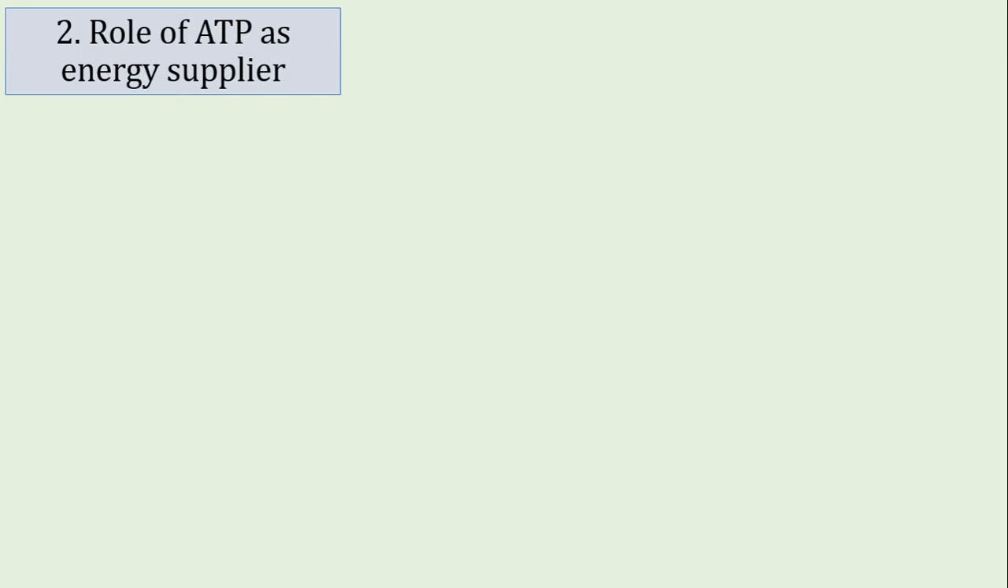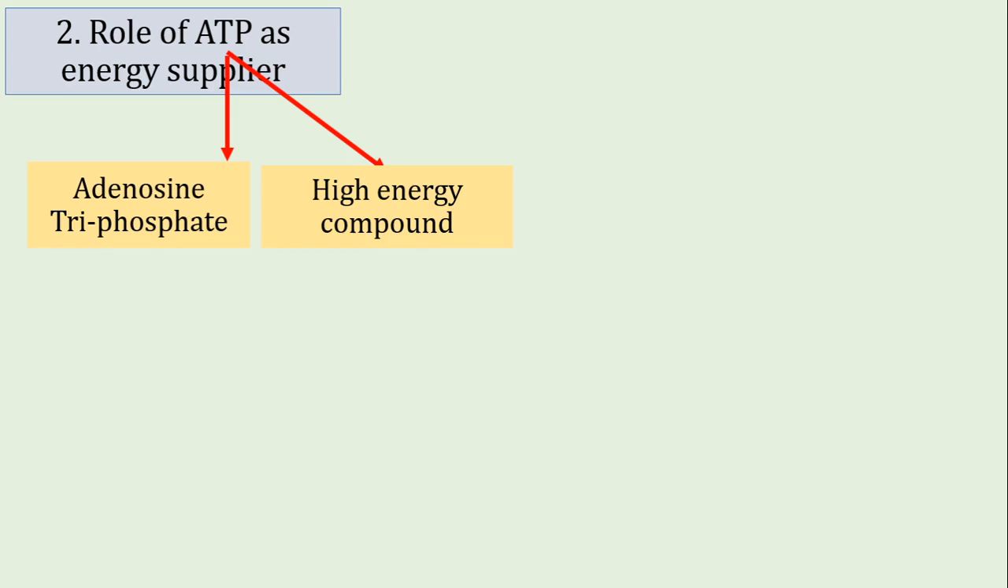The role of ATP as energy supplier. At first we will understand what ATP is. The full form of ATP is adenosine triphosphate. That is a kind of chemical that is also called a high energy compound. What are called high energy compounds?